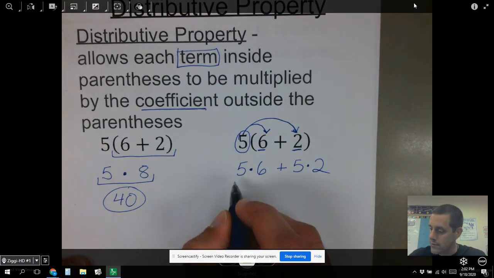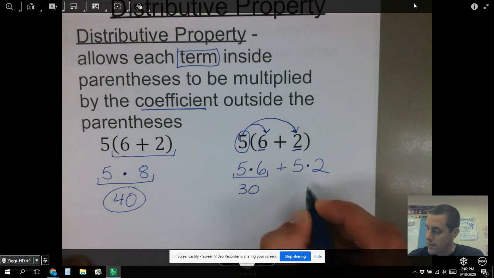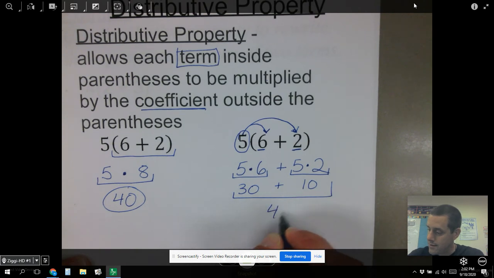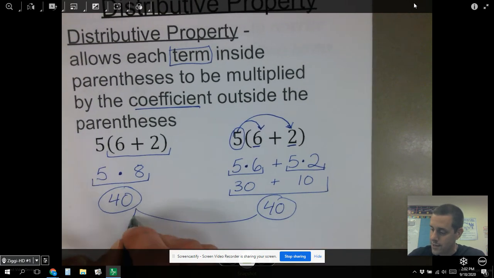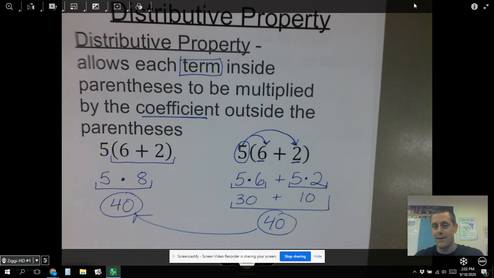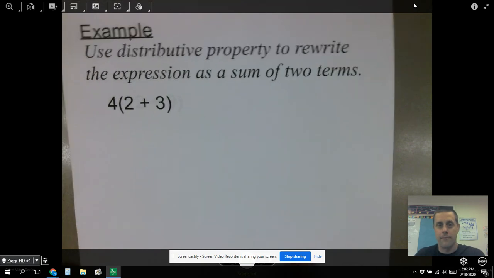And here's why we're allowed to do that. When we work out 5 times 6, we get 30. When we work out 5 times 2, we get 10. And 30 plus 10, you guessed it, it's 40, just like we had before. All right, so today's idea is to practice this skill, distributing the coefficient to every term inside of parentheses using multiplication. Let's take a look.